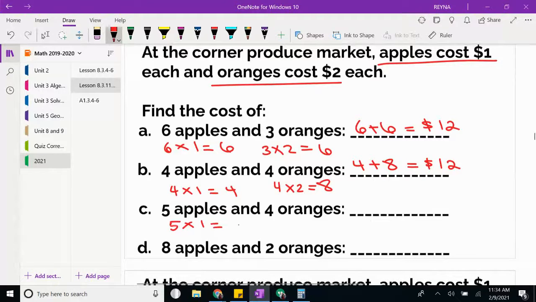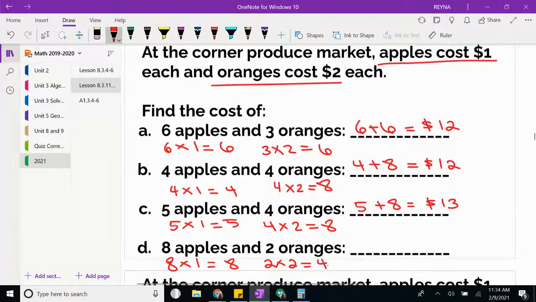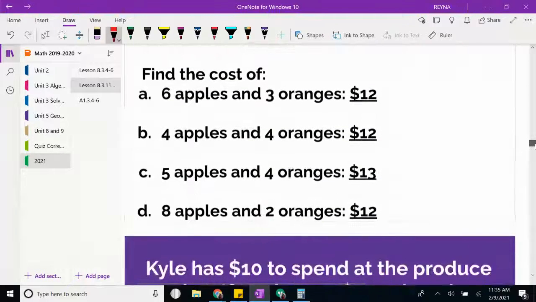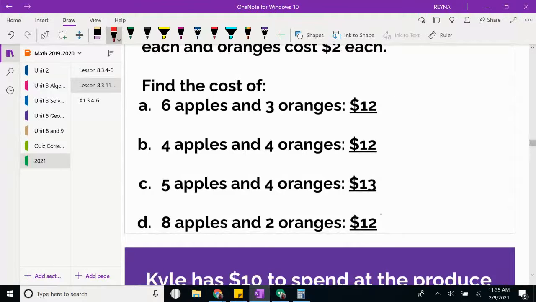Okay, let's try 5 apples. So 5 apples at $1 each. This is $5. 4 oranges at $2 each is 8. So 5 plus 8 is 13. And then what do you think? If I buy 8 apples and 2 oranges, how much would that cost? Let's check. So 8 times 1 and 2 times 2. So we would do 8 plus 4, 8, 9, 10, 11, 12. So $12. So yay, we got them all right. 12, 12, 13, and 12.